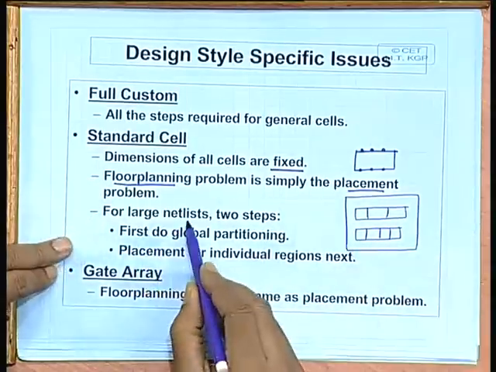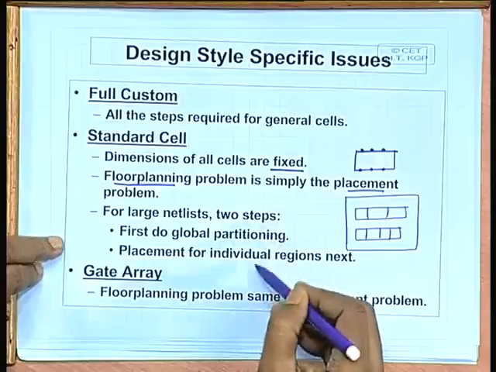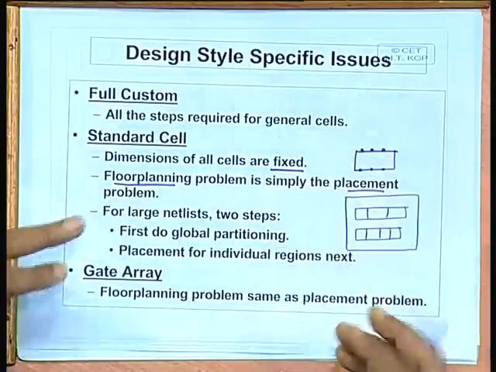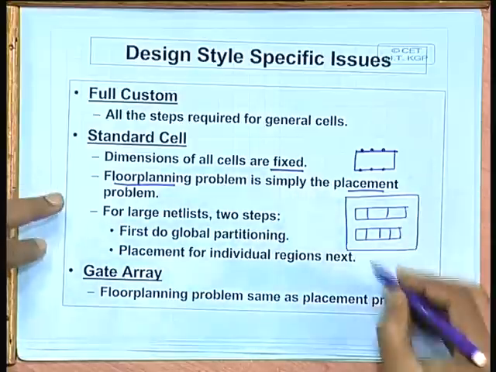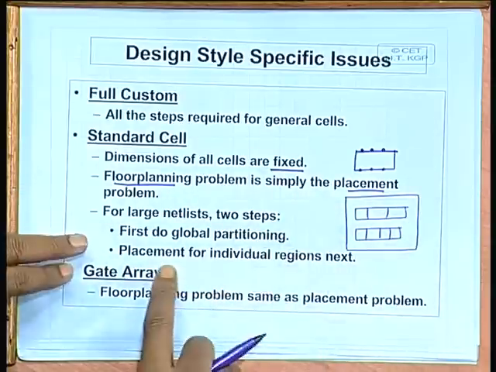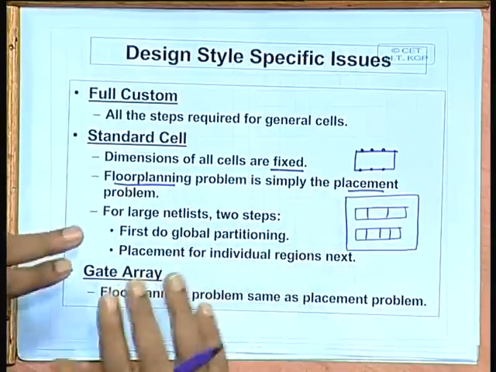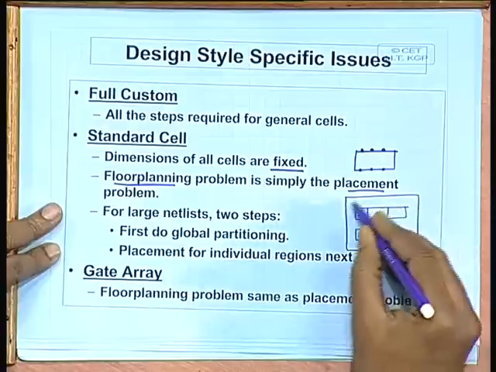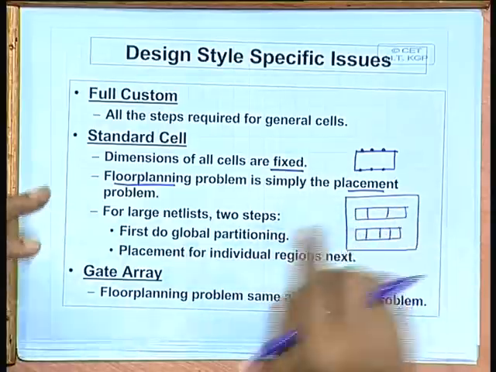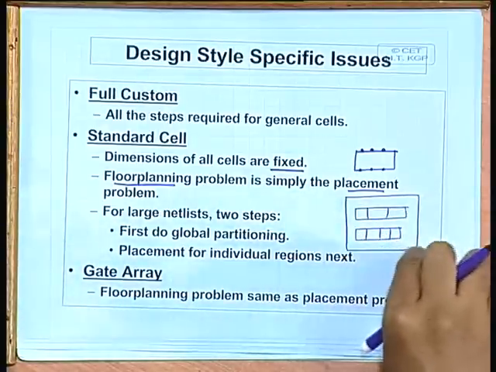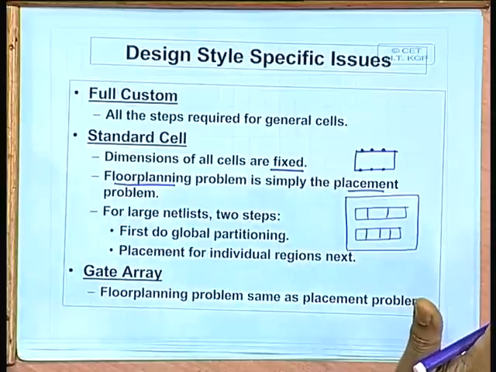But if your netlist is large, normally we follow two steps here. First, globally we do some partitioning so as to divide the big problem into several smaller sub problems, and each of the sub problems we try to route or place in one or a few neighboring rows. Okay.